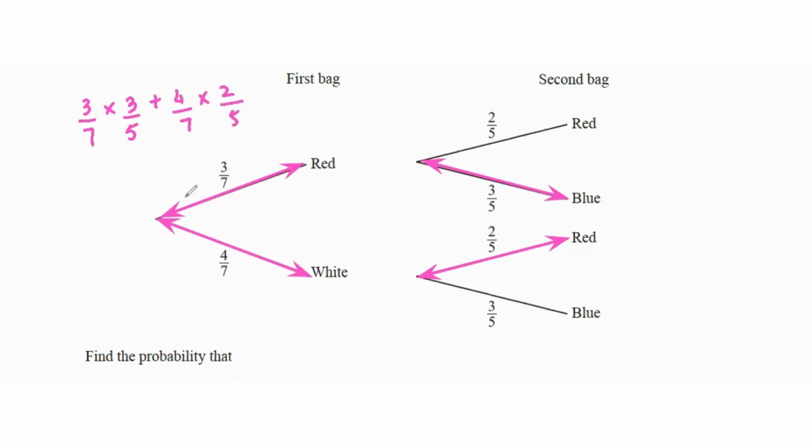Always remember, when you're going along the branches, you multiply. And when you're going across them, you add. That's why it's 3 over 7 times 3 over 5. And then plus 4 over 7 times 2 over 5. That's going to give us 9 over 35 plus 8 over 35, which is 17 over 35.